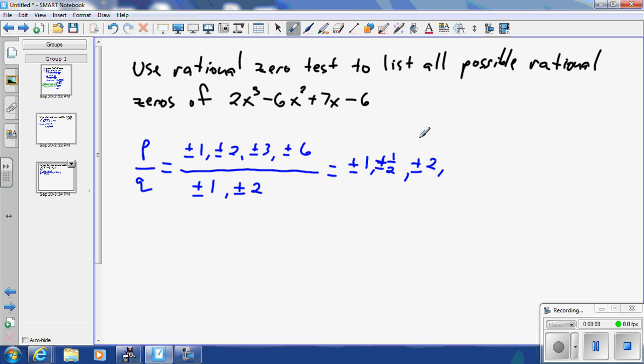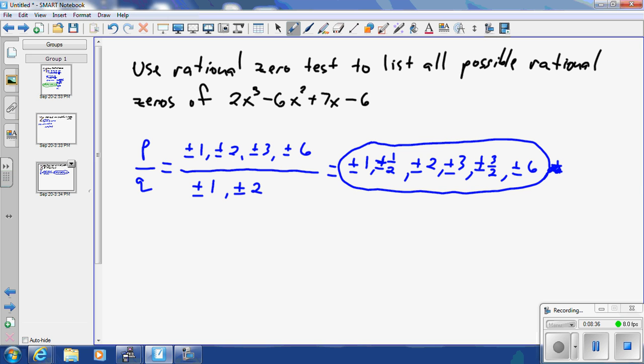I go on to 3. Plus or minus 3 over 1, which is plus or minus 3. Or plus or minus 3/2. And I put it over the 2. Now I go to the 6. I got plus or minus 6 over 1. Or plus or minus 6 over 2, which is 3. I've already got that one, so I won't list it. So these are all possible rational zeros. We're not asking that you necessarily find them on a problem like this, but we want you to be able to use the rational zero test to at least list them, the possible ones.